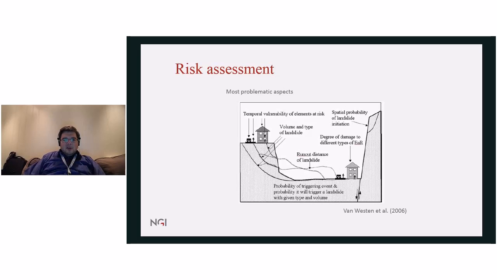And then there are a number of problematic aspects in risk assessment, as mentioned here: to figure out volume and type of landslide, the runout distance of the landslide, degree of damage to different types of elements at risk, the spatial probability of landslide initiation, temporal vulnerability of elements at risk, and so on.